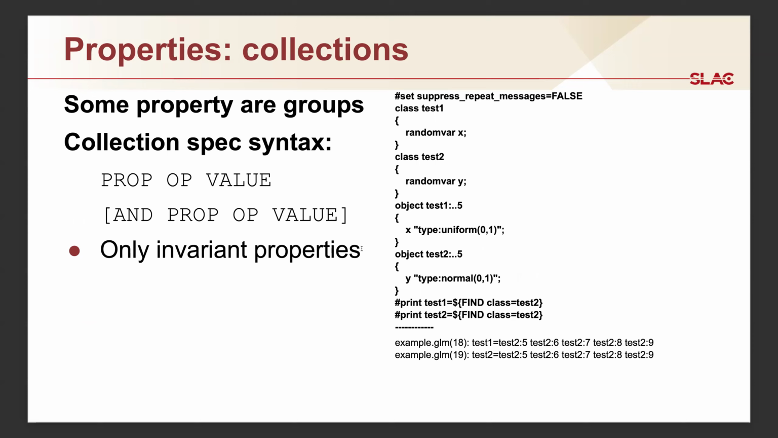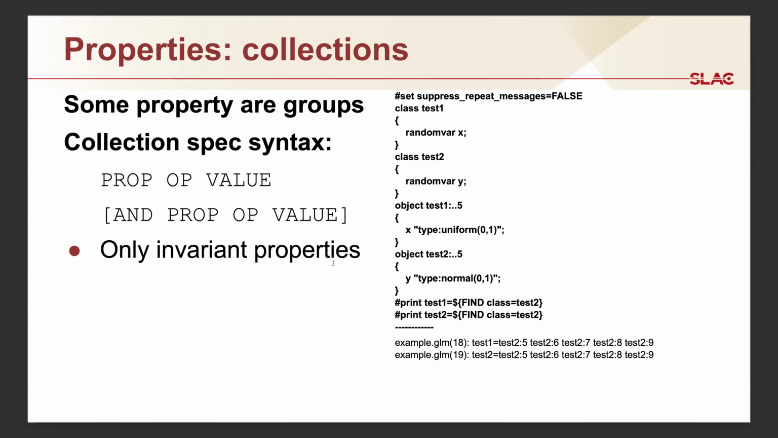And the first is collections. There are a number of properties in GridLAB-D that actually take collections as their input. You encounter this, for example, with the collector objects in the tape module. And you can also encounter it with the find pseudo global, which we'll talk about later. Generally, it's simply a property, some kind of comparison operator, and a value. So, class equals test, or ID greater than 10, or something like that.